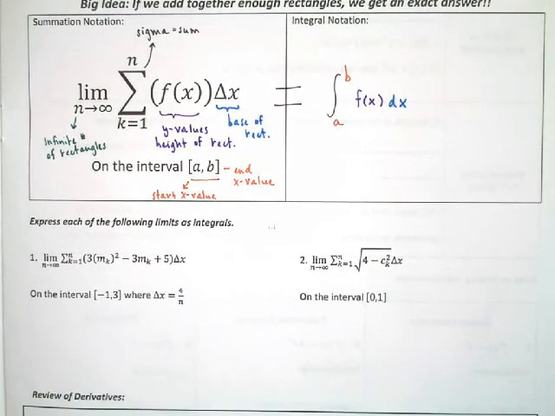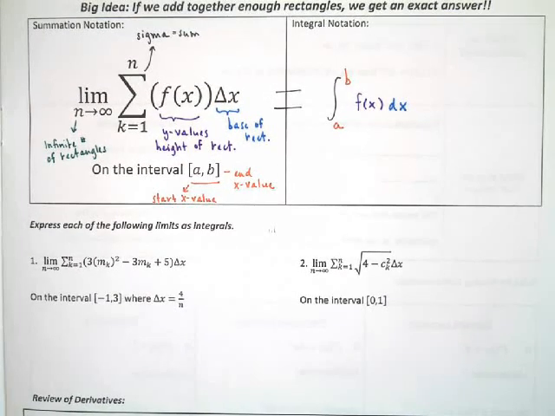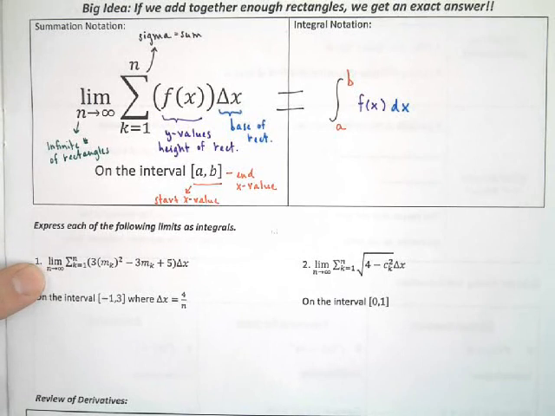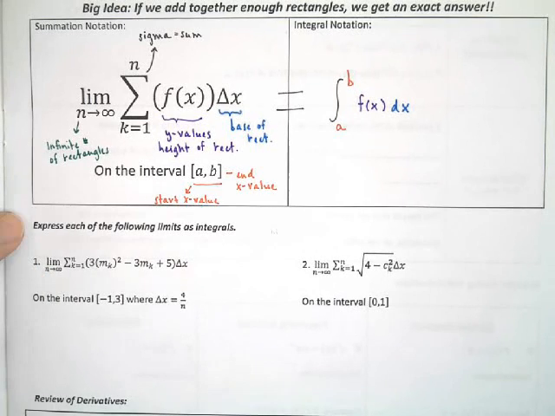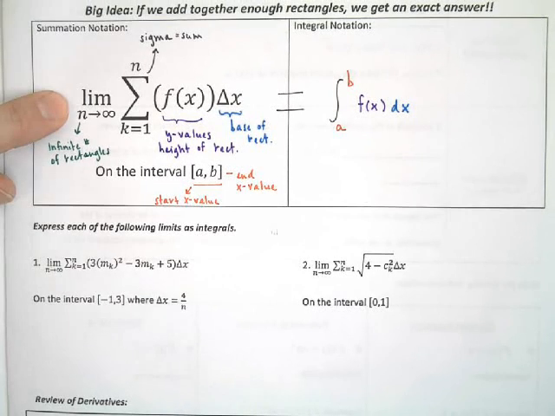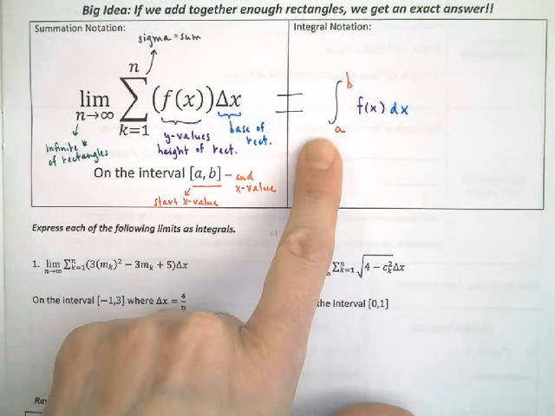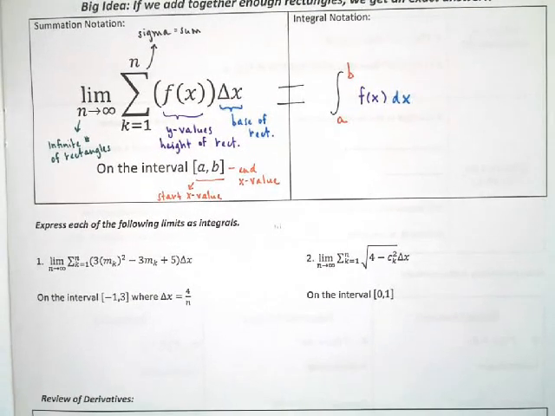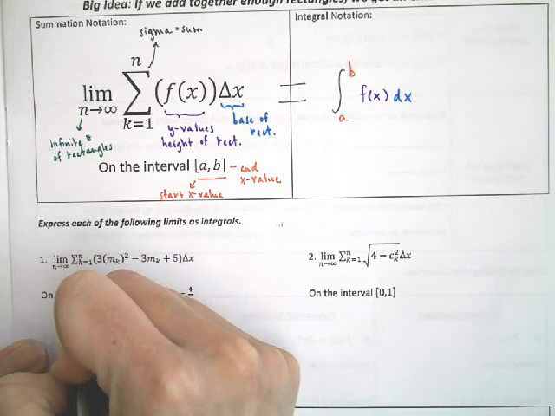So here's what you'll need to be able to do with this. On the AP test, they may give you a question expressed in summation notation, and you need to be able to express that as an integral. So basically translating between the summation notation and the integral notation. So here's how this is going to work. We know we want an integral, so we start with that.